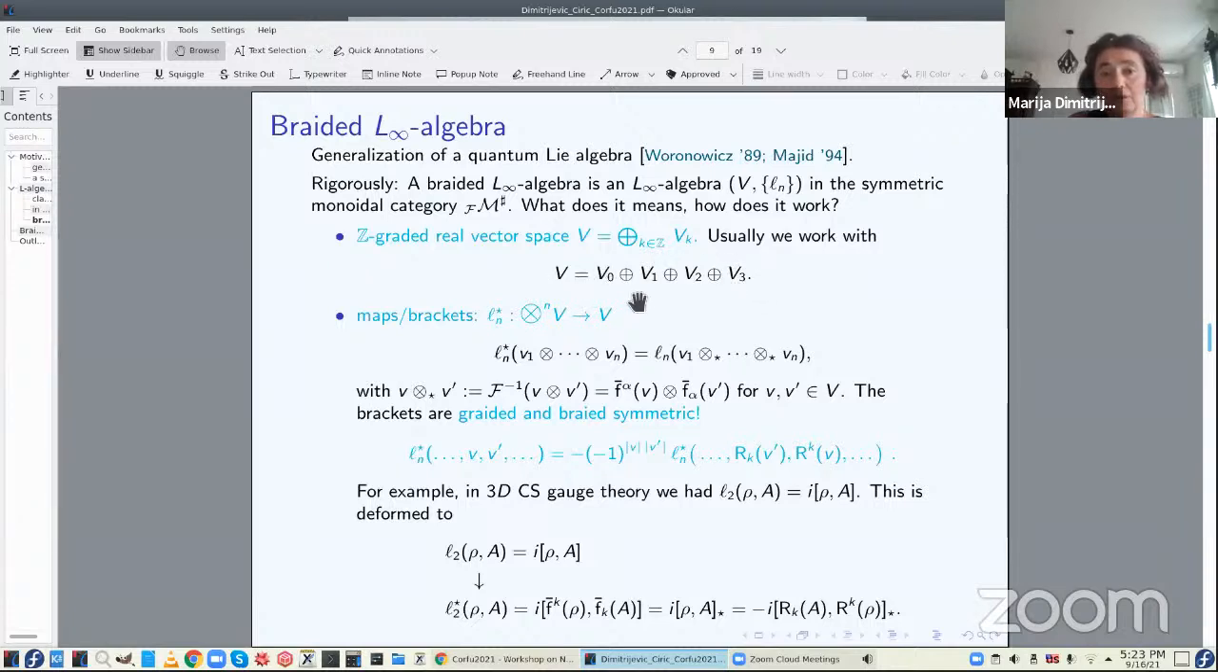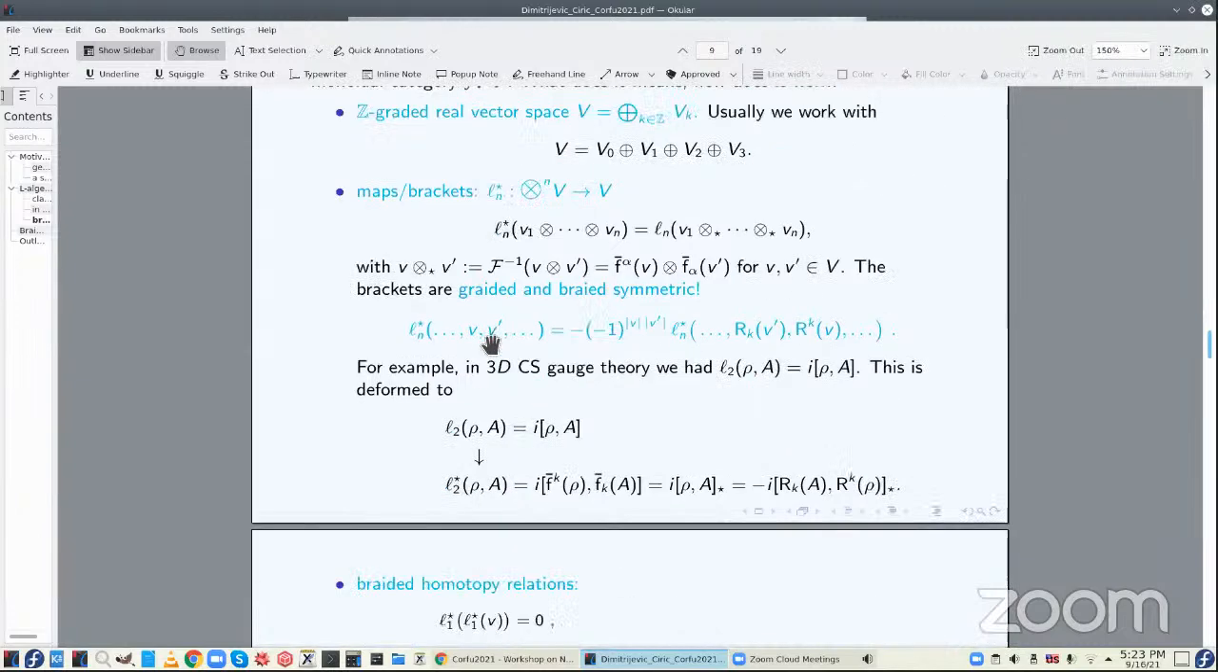So we start with the same Z-graded vector space. If you remember from the previous slides, like gauge parameters, gauge fields, equations of motion, and so on. And then we have brackets.